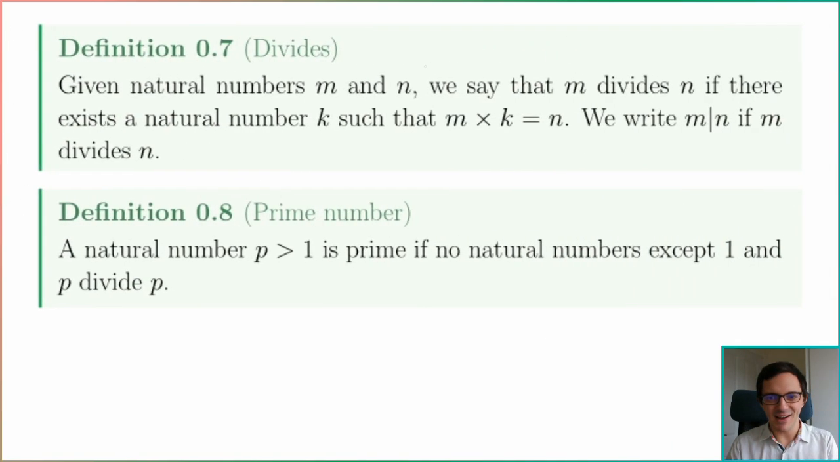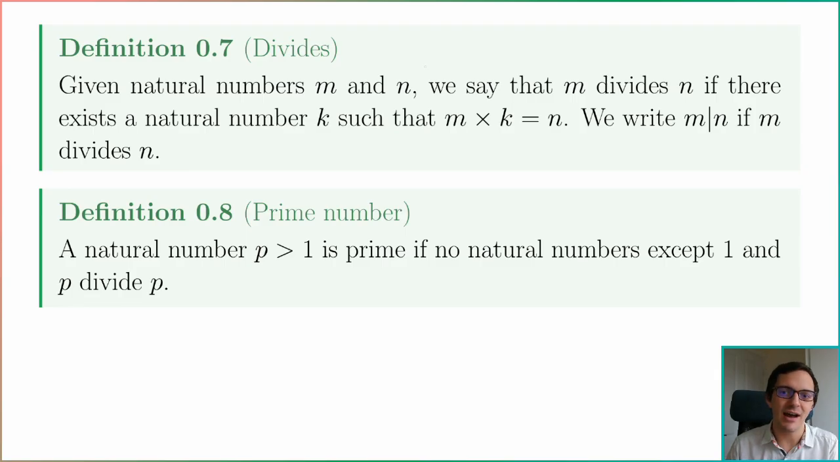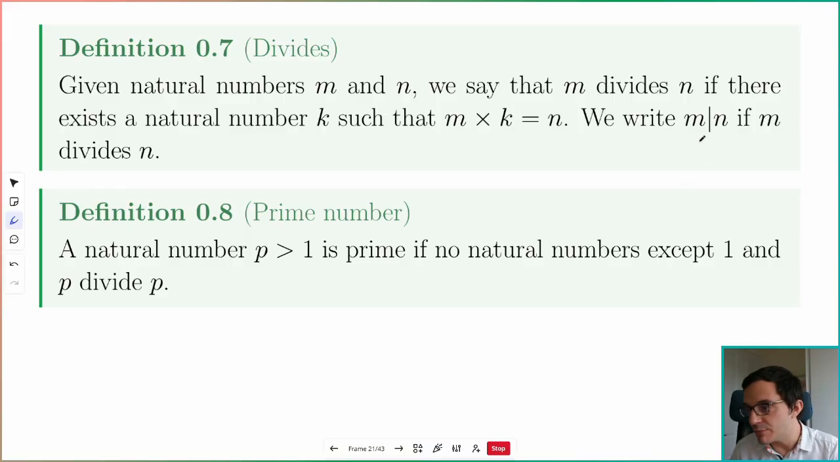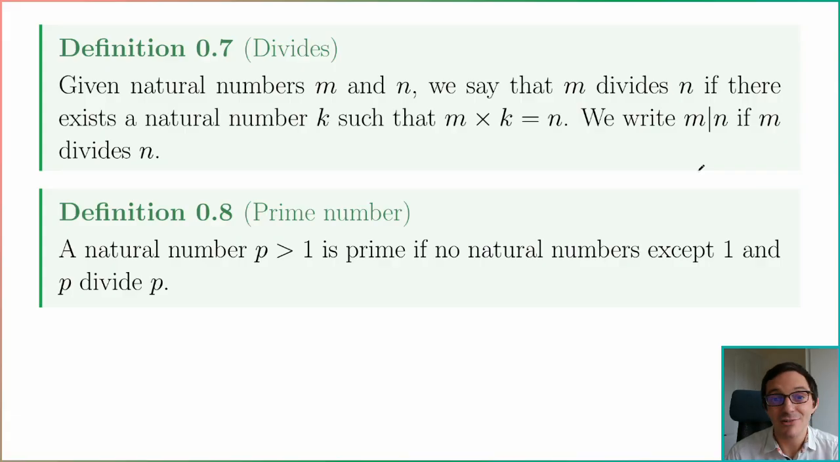Right, okay. Two quick definitions. I have a definition of what it means for one number to divide another. So given natural numbers m and n, we say that m divides n if there's a natural number k such that m multiplied by k is n. There's some notation for this, which I'm not really going to use, which is that m divides n, written with a vertical line like this. And there's a definition of prime numbers on the board. Maybe you've met prime numbers before. A natural number p larger than 1 is prime if no natural numbers except 1 and p itself divide that number p.